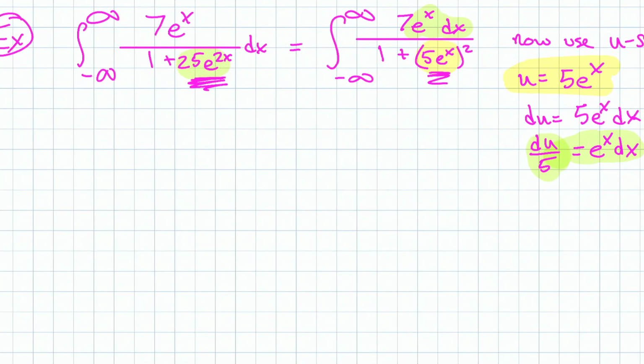So I'm going to rewrite this. I'm going to leave the limits off for the moment. So I have 7 e to the x dx. E to the x dx is du over 5, over, in the denominator, 1 plus u squared. Okay, so that's fine.